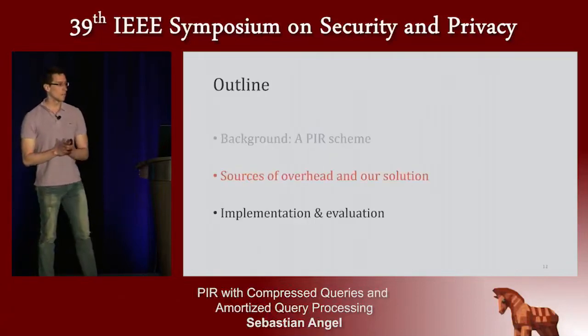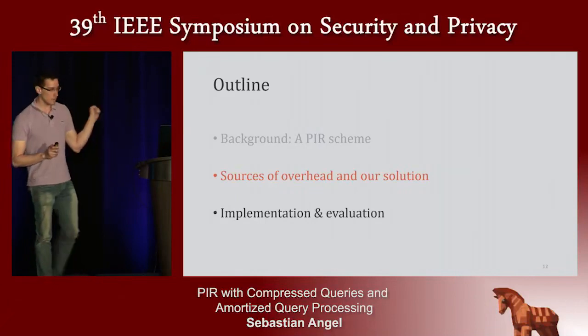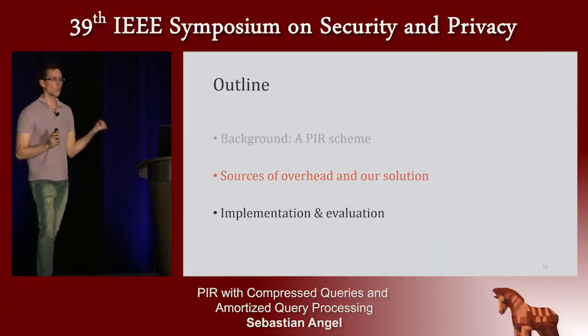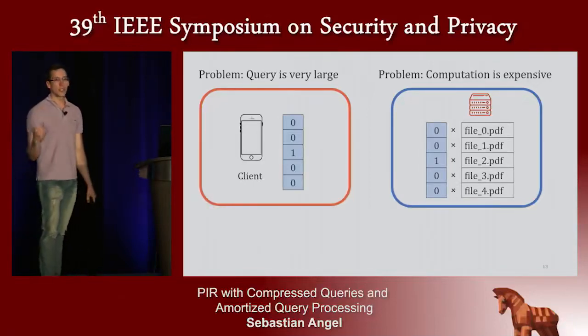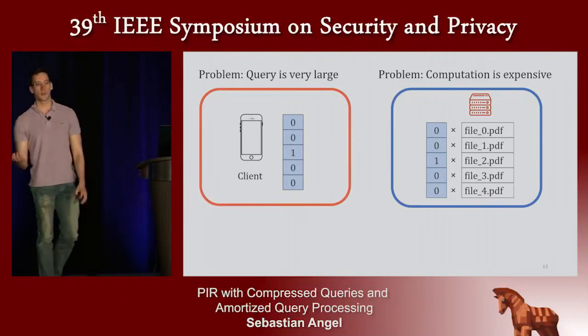Okay, so this is Stern's protocol, and one of the issues with this protocol is that even though the communication is sublinear, we're still sending thousands of ciphertexts between the client and the server. So in other words, the query is still very large. The second issue is that the computation the server is performing, all those homomorphic operations, is very expensive.